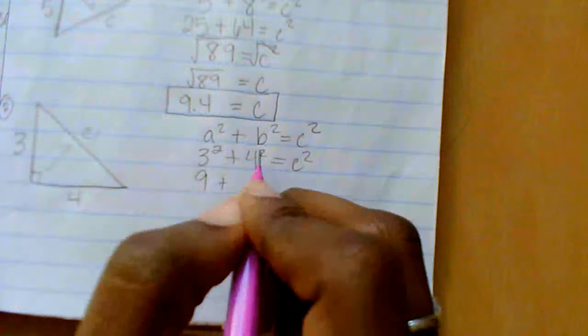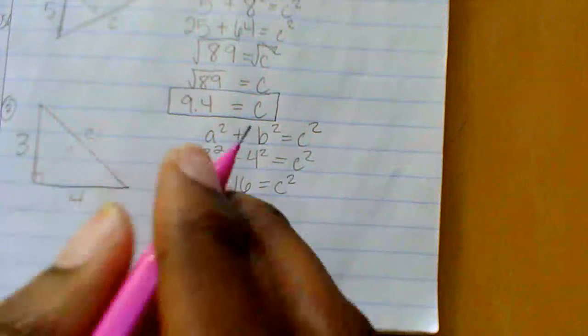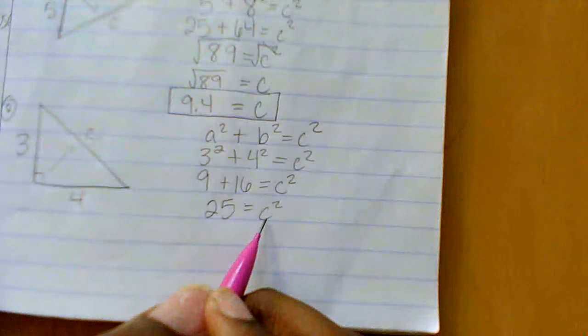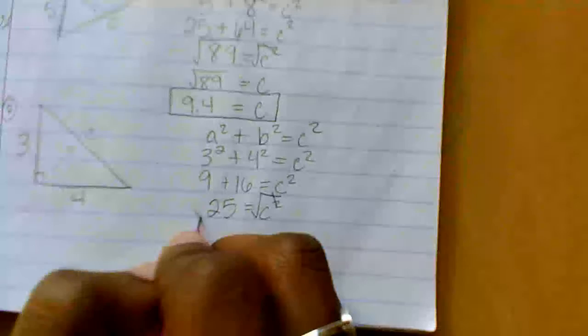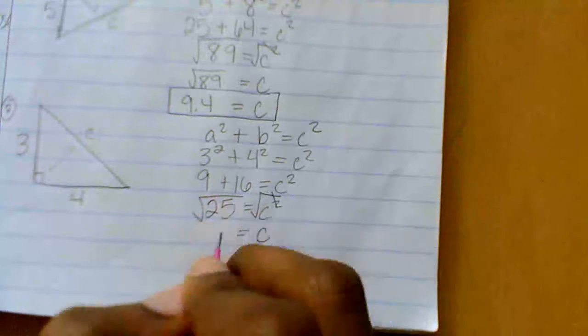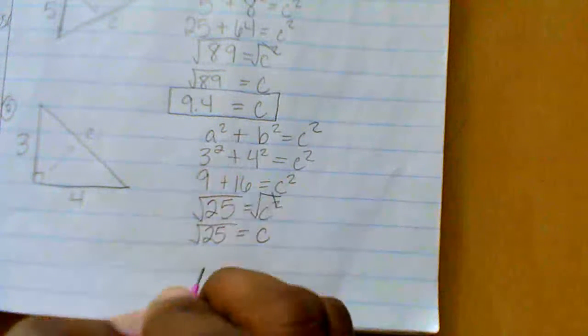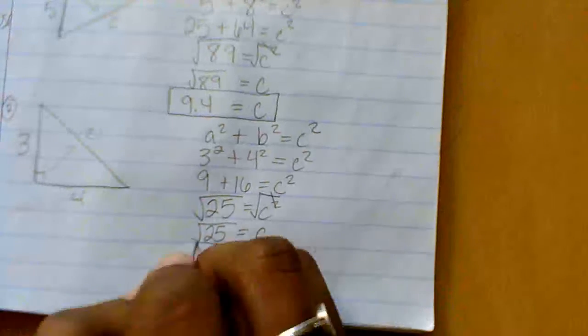What is 3 squared? It's 9. 3 times 3, correct? What is 4 squared? 4 times 4 is 16. And again, I'm left with C squared. At this point, we now can add 9 plus 16 is 25. Are we finished? The answer is no. C is not by itself. I need to do the inverse. What is the inverse of square? Square root. I'm left with C is the square root of 25. What is the square root of 25? You should not need a calculator for this one. We know that the square root of 25 is 5.